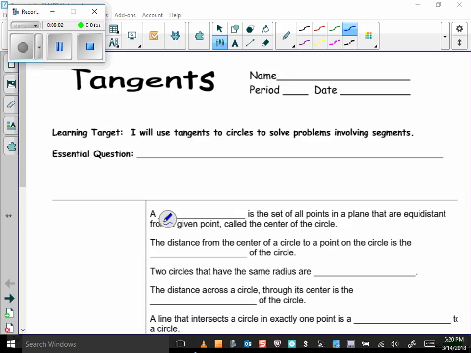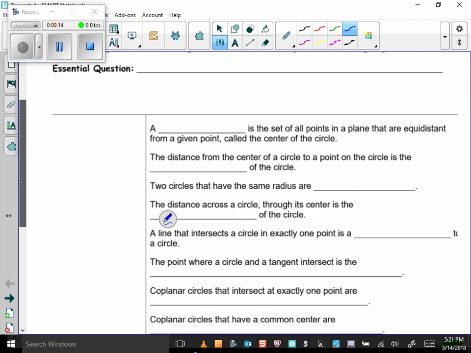Today we're starting our new unit on circles, so I'm going to go over a little circle terminology, some of which you probably already know, and then we're going to dive right in and spend most of the time talking about tangents to circles. So here we go.